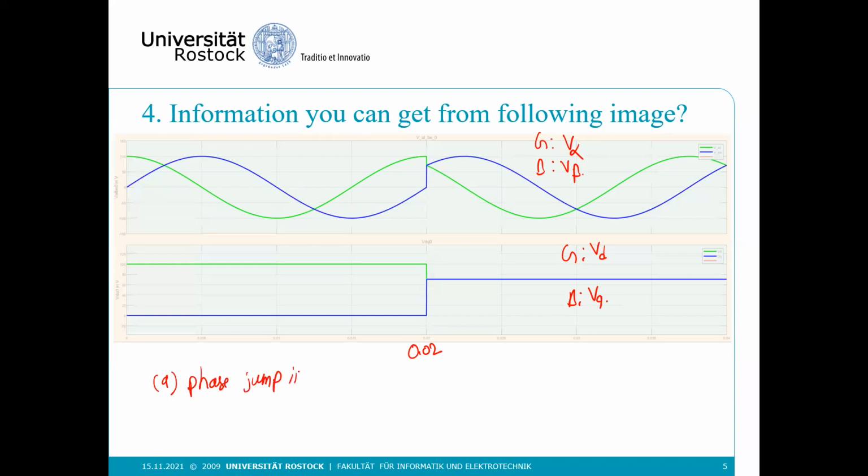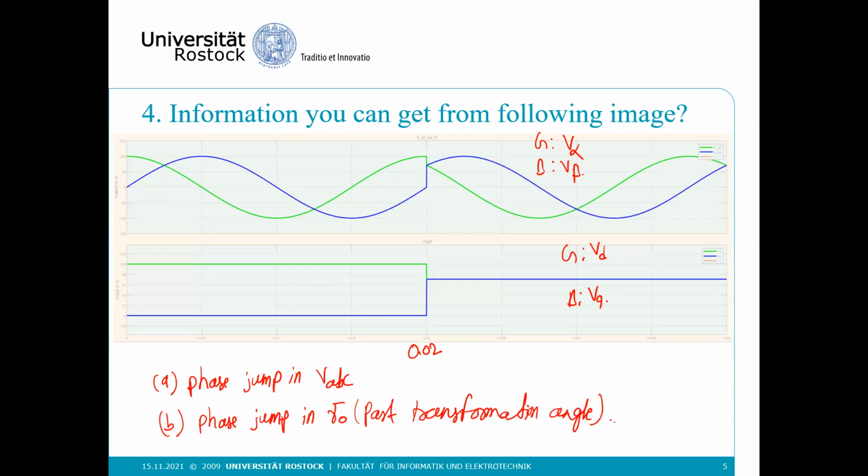the first option is phase jump in VABC, and the second option is phase jump in phi naught, let's say the Park transformation angle. The third option is both. I will not say both. Let's say none. So which one do you think? You just have three options. So what do you think should be the answer?